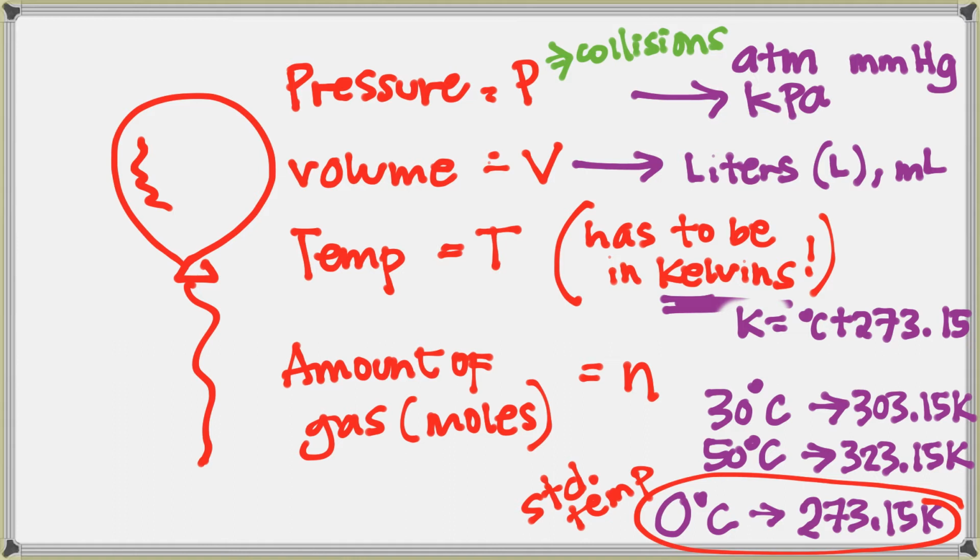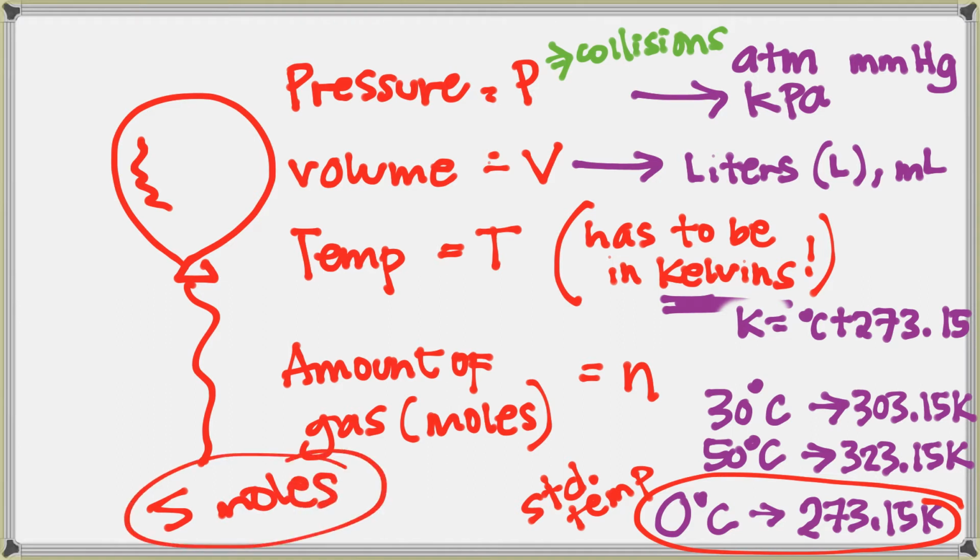Finally, we just discussed this before, the amount of gas in moles. So if you say 5 moles, that's basically what it is. All right. So again, when you describe a gas, you describe it in terms of its 4 variables: pressure, volume, temperature, and amount of gas.